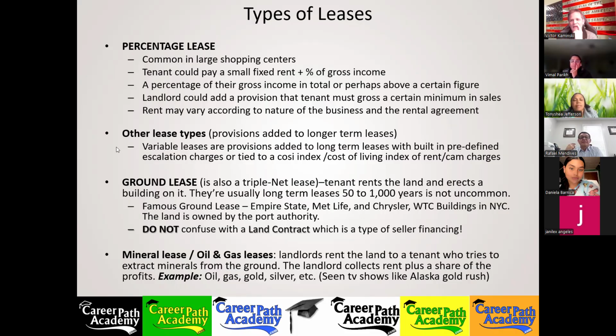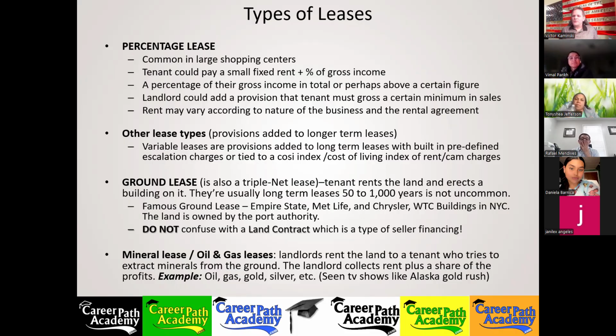So over here it says other lease types. This is not a type of lease. It's more of a provision that is added into leases, like a variable lease. So if you have a long-term lease, let's just say we have one that's not too long-term. Let's say a 5-year lease.